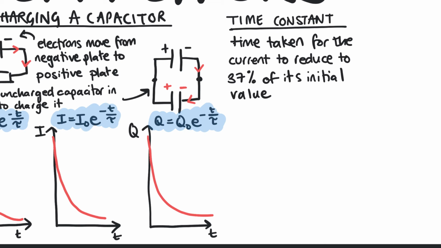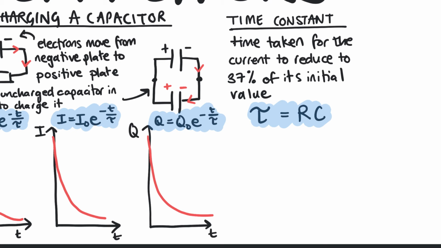So the time constant is the time that it takes for the current to reduce down to 37% of its initial value. In fact, it could be the time taken for the voltage or charge also to reduce down to 37% of its initial value. So the symbol in the equation that we use for that is the Greek letter tau, which represents our time constant, and that is equal to the product of the resistance and the capacitance. So you could see these previous equations written with RC instead of tau. Tau is a time constant and it is measured in seconds.